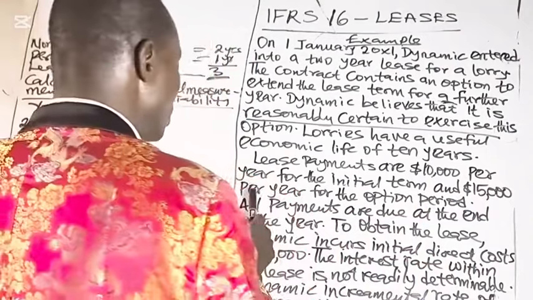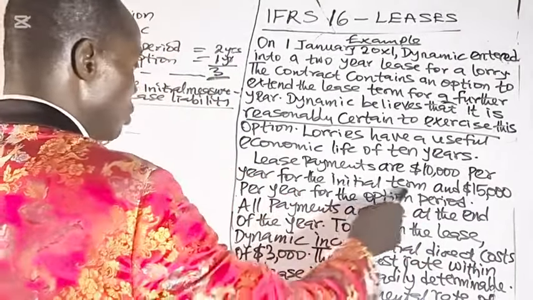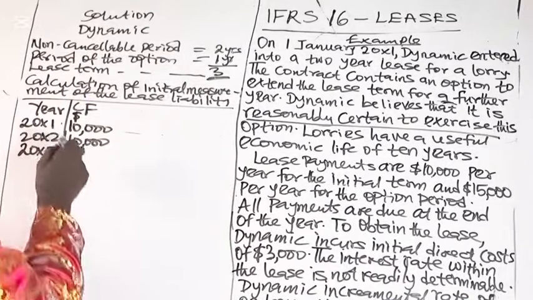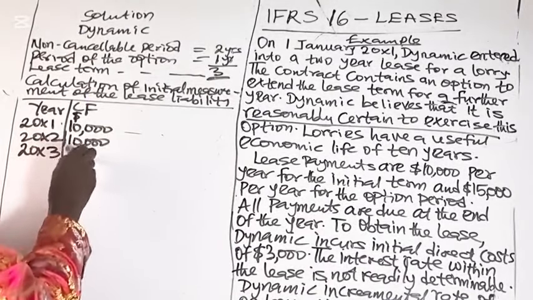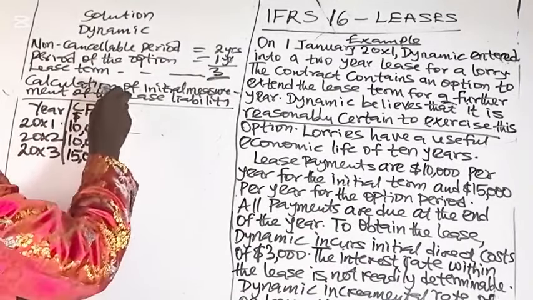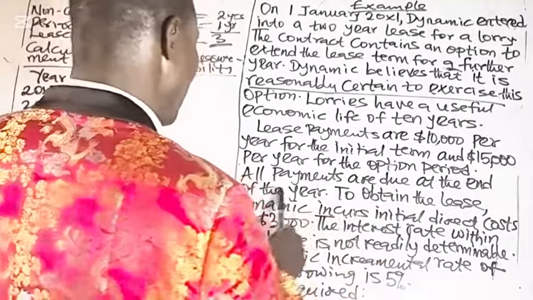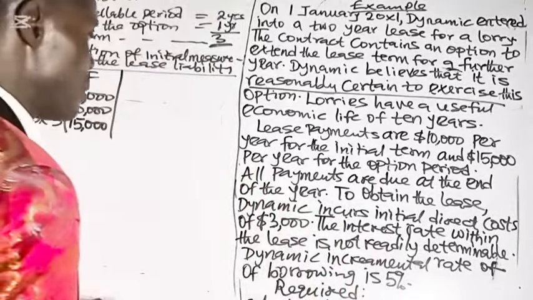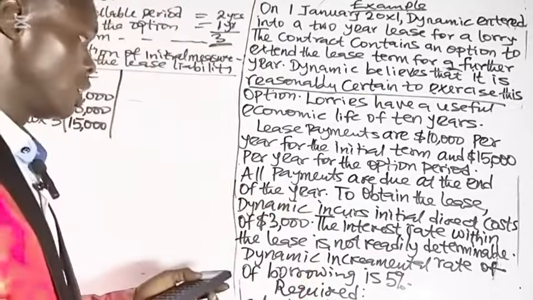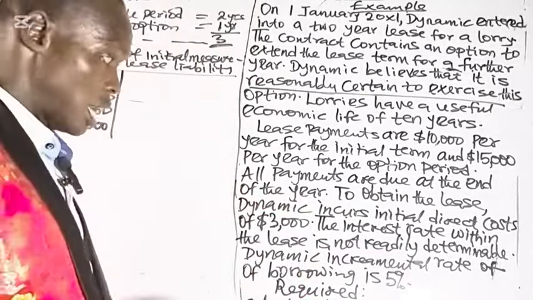And $15,000 per year for the option period. For the period covered by the option, we have 15,000. All payments are due at the end of the year. That's to show that the payments are made in arrears. So this is payable in arrears.